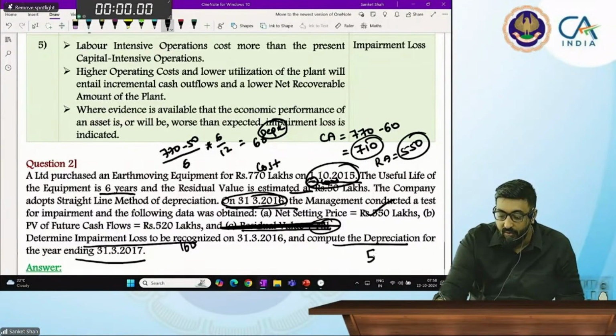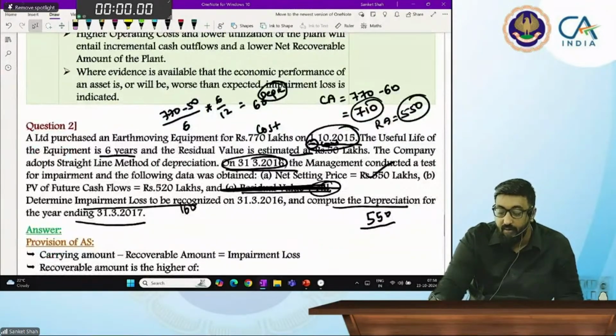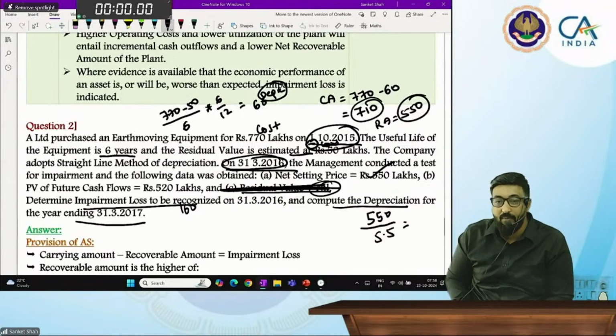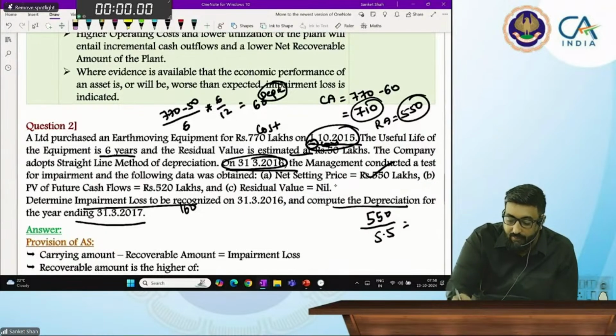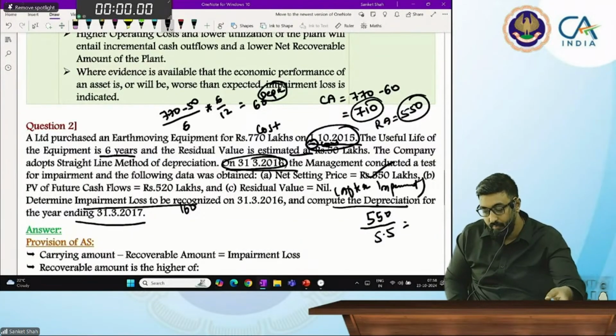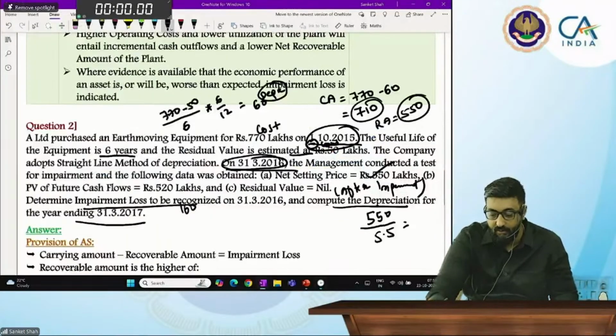Depreciation now. Now I will continue with 550 divided by, now after this, my life of the asset is 5.5 years, 6 months completed. So 5.5 after this. And residual value is 0. That's why it is given after impairment. 100 is the depreciation.